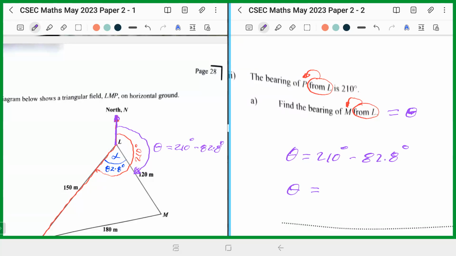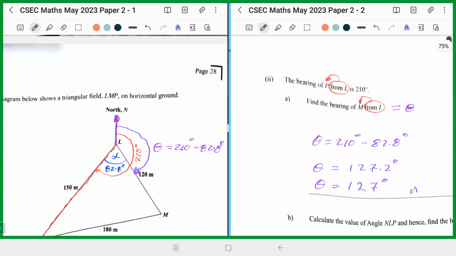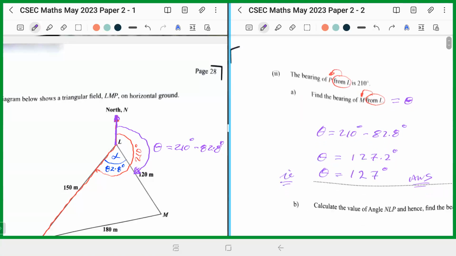All right, so I'm just going to calculate it on my calculator here. 210 minus 82.8 is 127.2 degrees, but bearings are usually expressed as 3 digits. So this is my answer right here. I'm going to say the bearing is 127. That is 127. All right, let's continue.